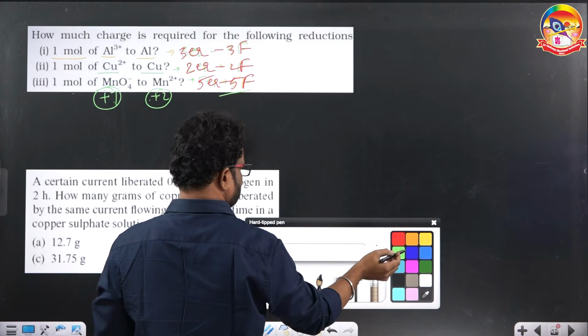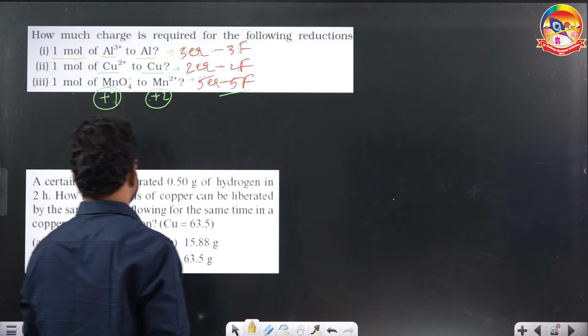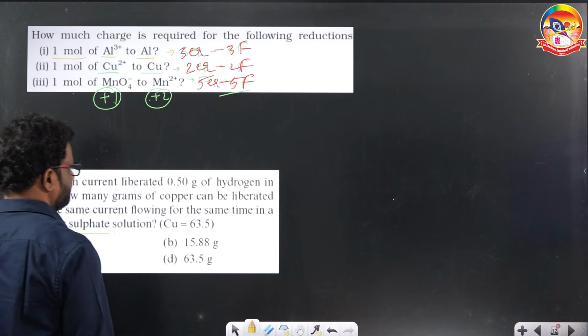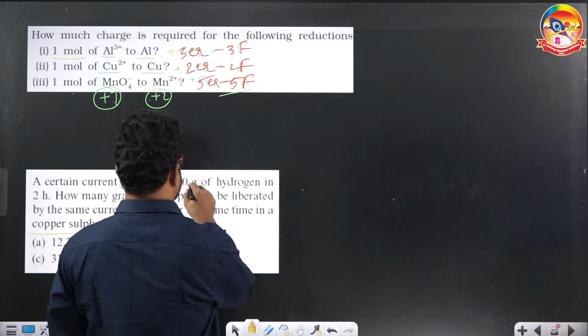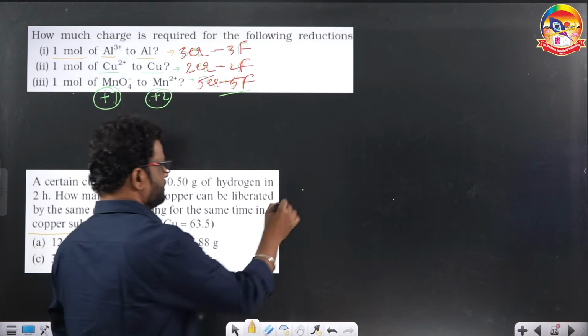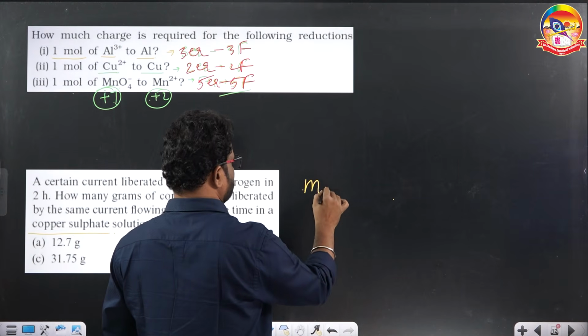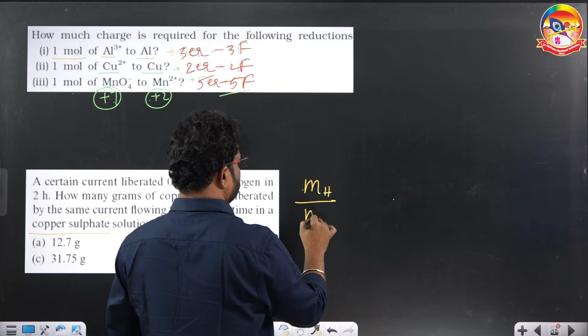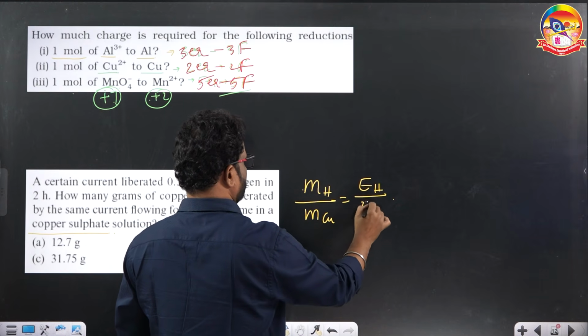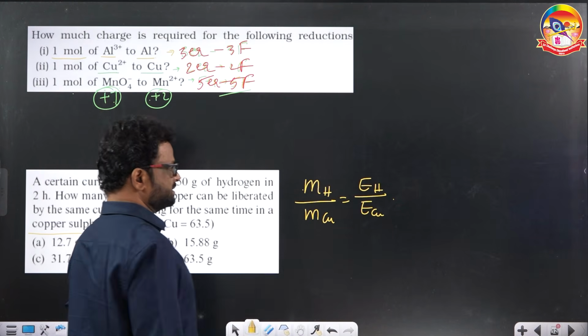Now, this question. A certain current liberated 0.5 grams of hydrogen in 2 hours. How many grams of copper can be liberated by the same current flowing for the same time in copper sulfate solution? That means when the same current is passed through hydrogen and copper, the mass of hydrogen liberated is given. Mass of hydrogen by mass of copper should be equal to equivalent mass of hydrogen by equivalent mass of copper, according to Faraday's second law.